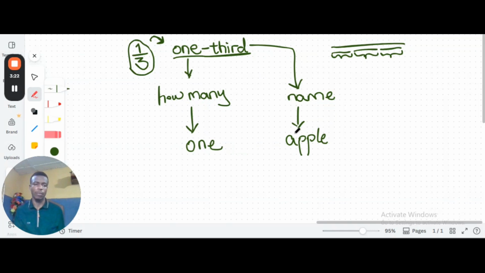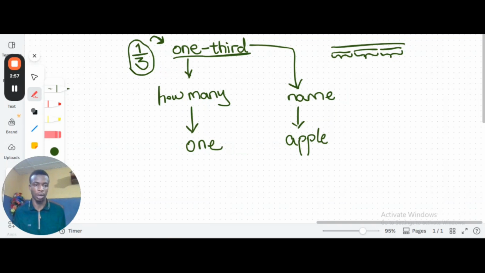Think of apples. How many apples? One apple, two apples, three apples, four apples. When I say one apple, you're going to show me an apple and give it to me. When I say two apples, you're going to show me two apples and give them to me. When I say one third, you're going to know what third means. Third means what you get when you split a whole into three equal parts.